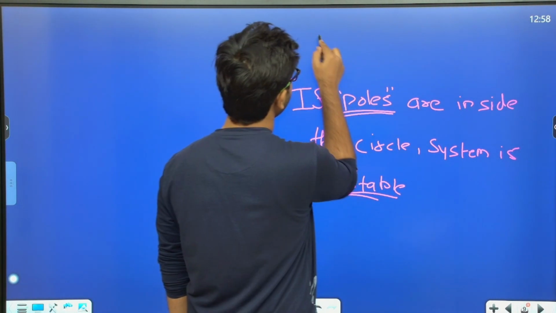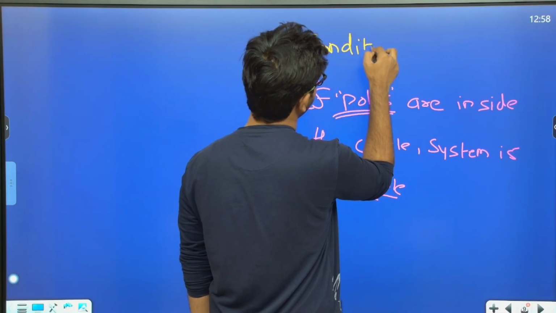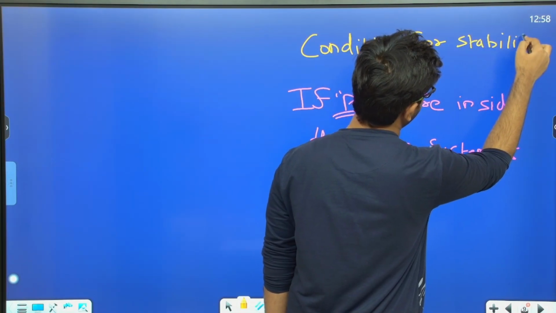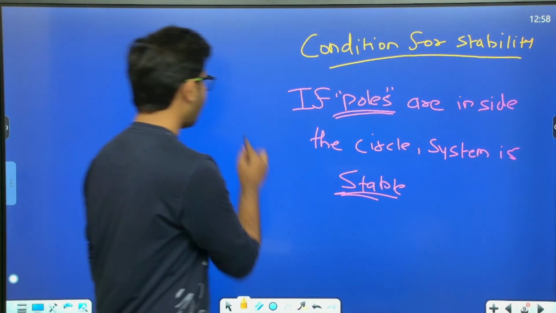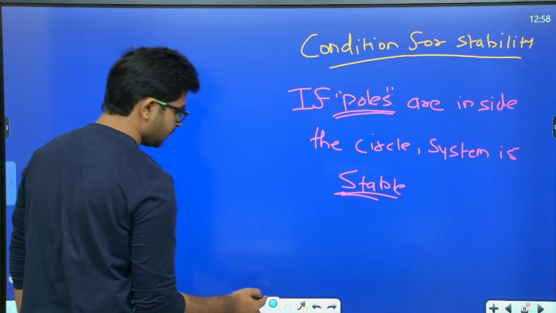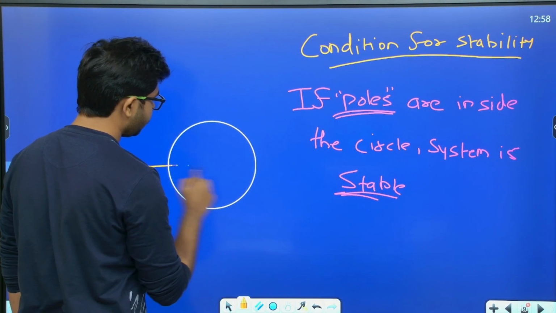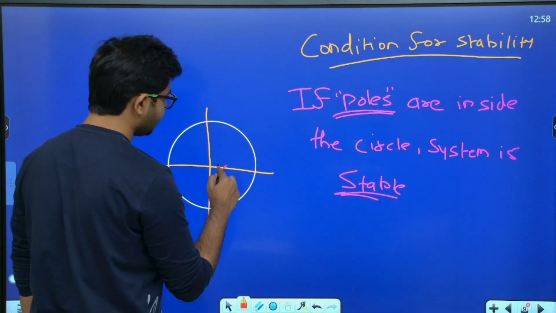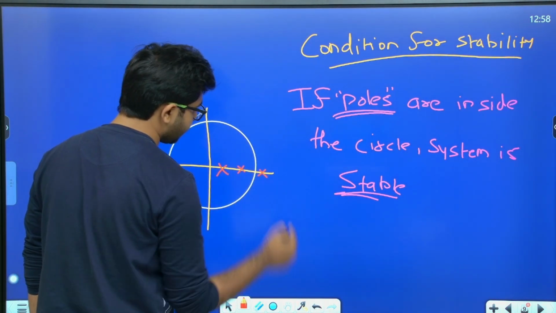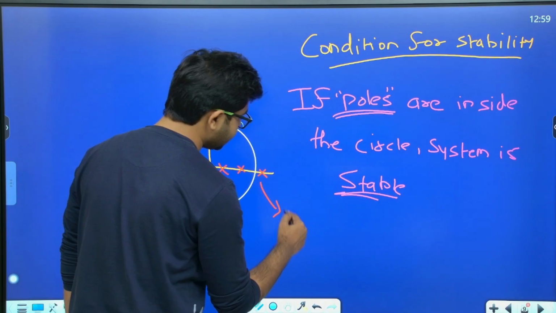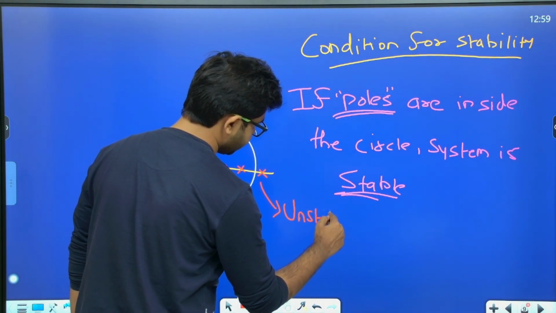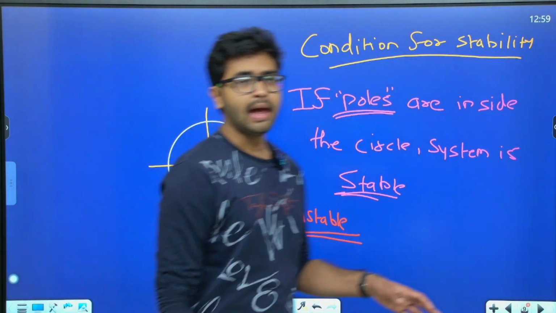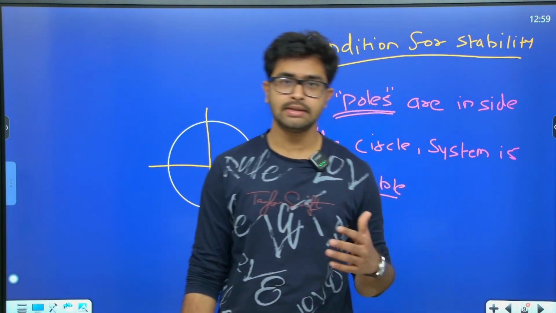What is this? This is the condition for stability. Simply, if I am having any circle, the poles must lie inside that circle. If it is outside the circle, that system will be unstable. That system will become unstable. This is the simple condition, and it will become clearer once we discuss the example.